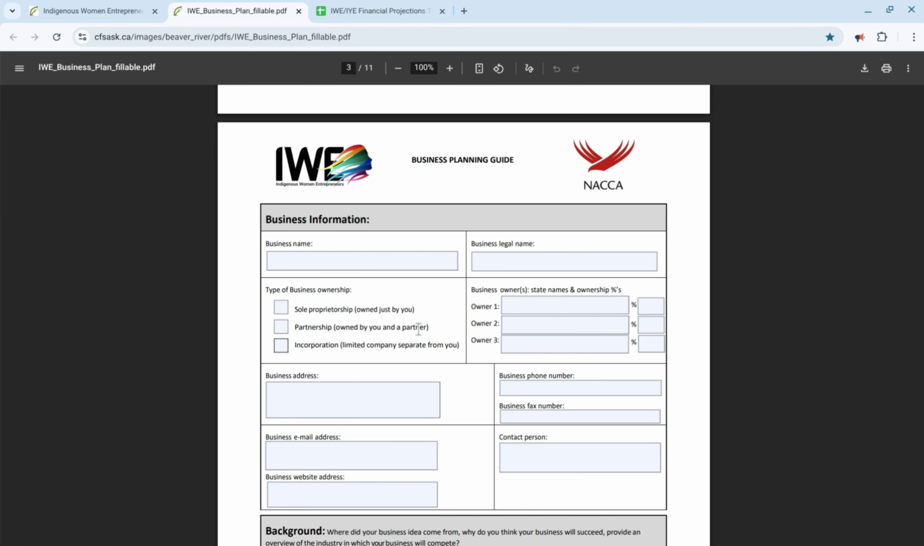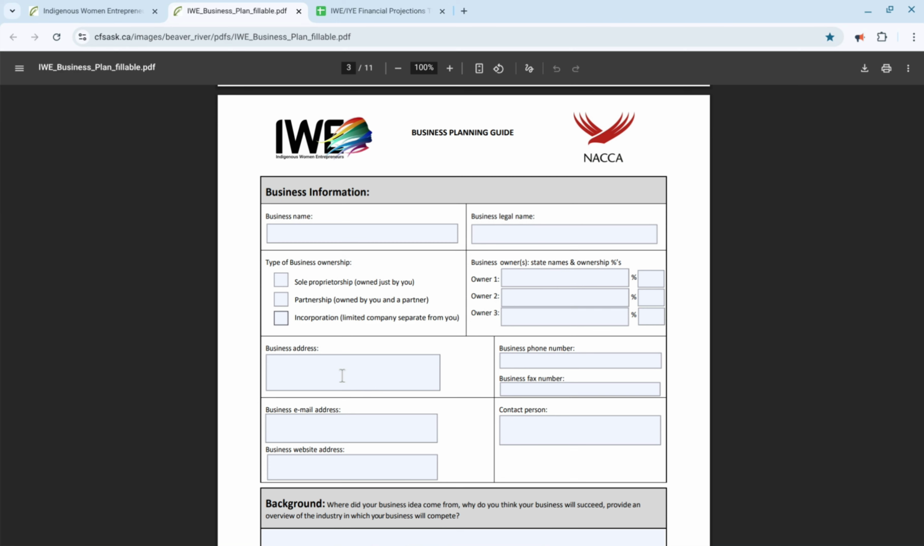Now after that, the next thing is the business address. So what is the address of the business? That could just be your home, at least for now, or maybe you have an office space or retail space and you want to put the address of that. Phone number and fax number. You might not have a fax number, just leave that blank or put NA, but make sure you put in a business phone number, which could just be your personal phone number.